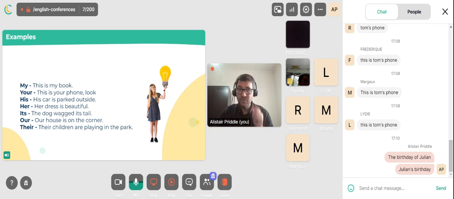Okay, let's have a listen to those examples one more time. This is my book. This is your phone, look. His car is parked outside. Her dress is beautiful. The dog wagged its tail. Our house is on the corner. Their children are playing in the park. Okay, let's continue.